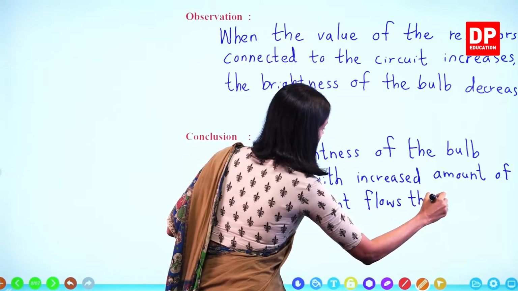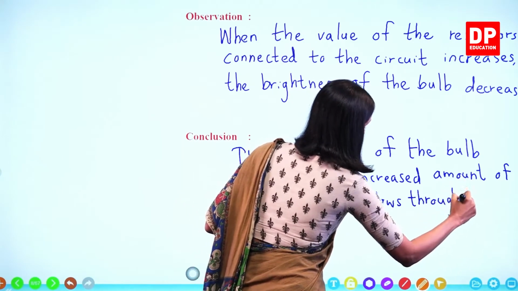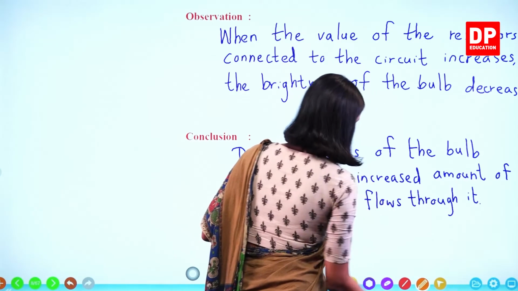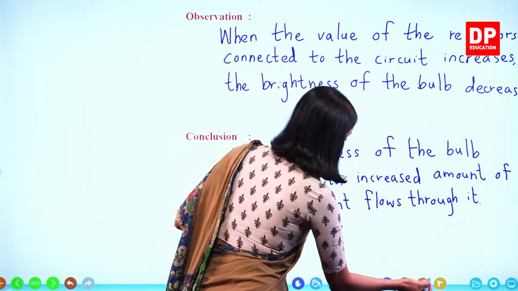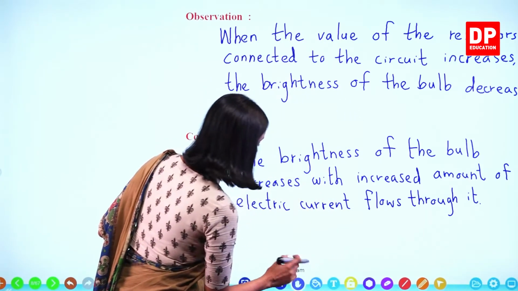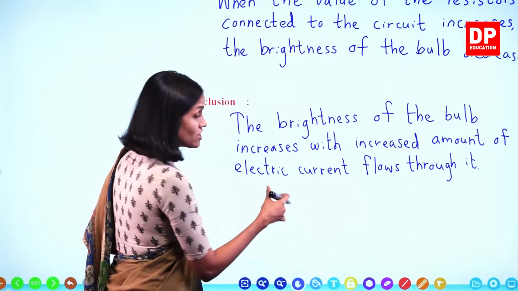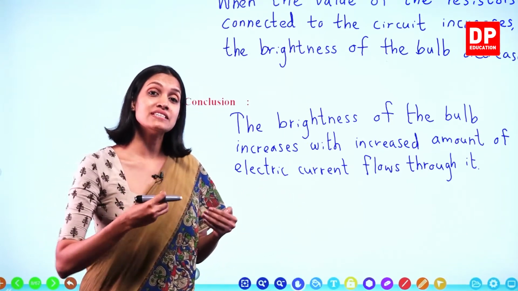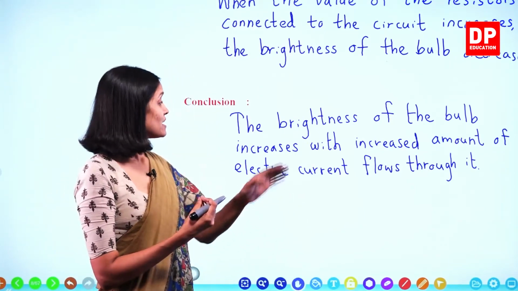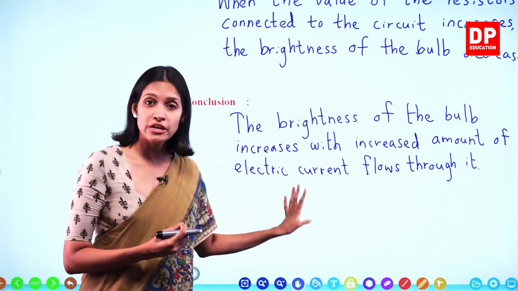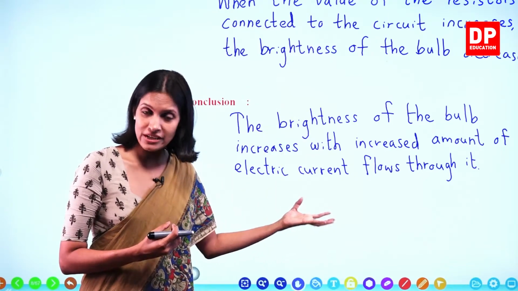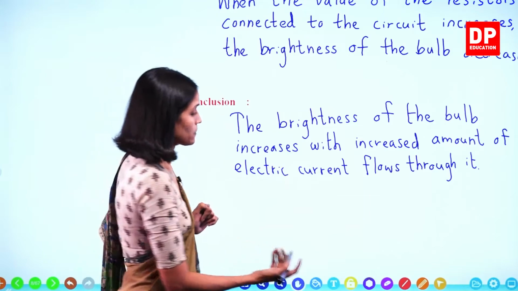Flows through it. So what was the observation, children? Our observation was when we increase the value of the resistors, the brightness of the bulb reduces, which means less amount of electric current flows through it. Okay, let's write.